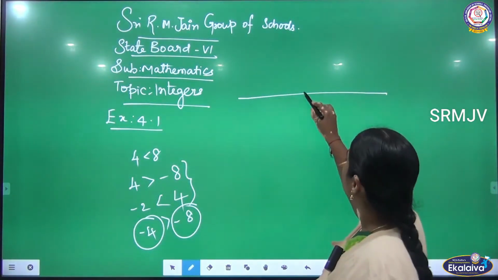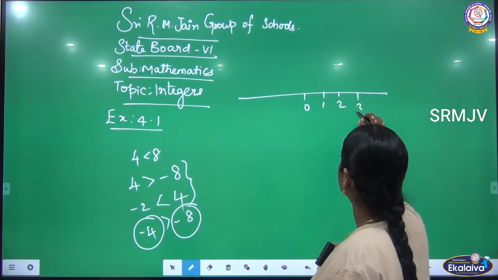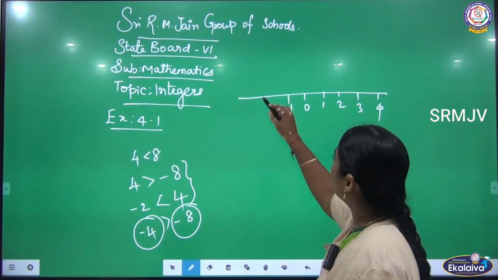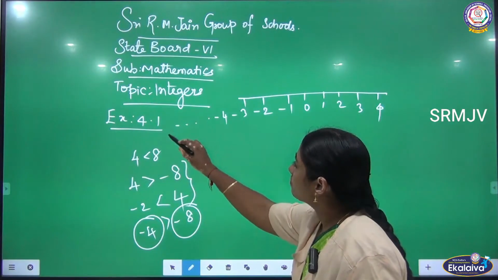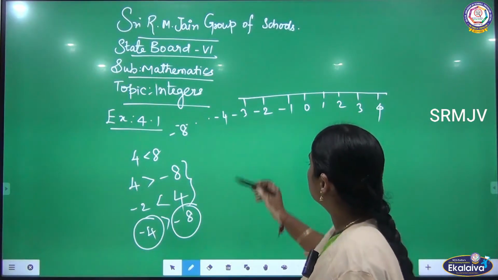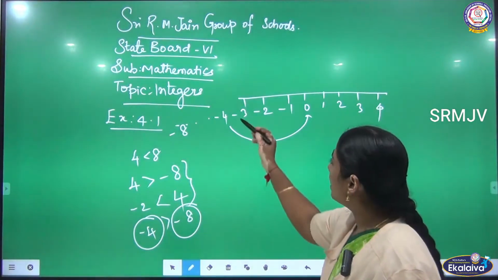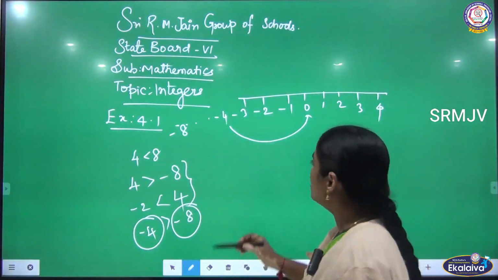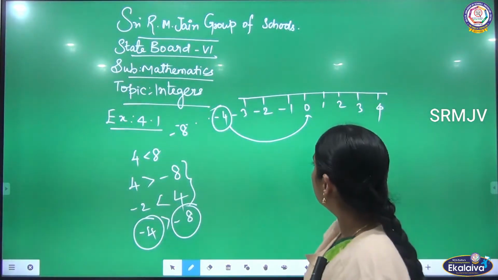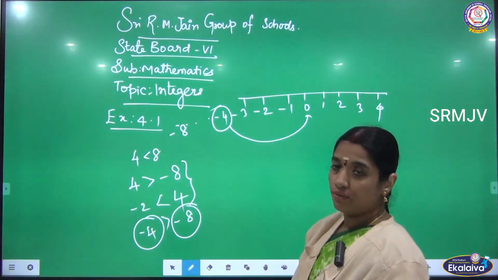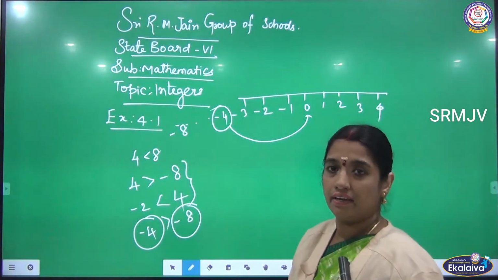Okay, listen, so 0. These are the positive integers and this one is what? Negative integers. It's going on like this. For example, minus 8 and minus 4. Which is closer to 0 here? Minus 4 is closer to 0. So minus 4 is a greater number. This is for the negative. For the positive, whichever is far away from 0 is the greater number.